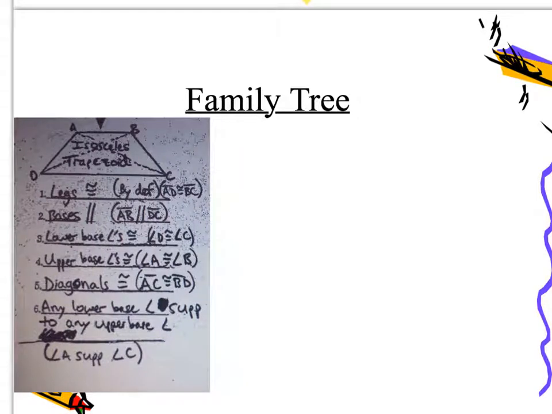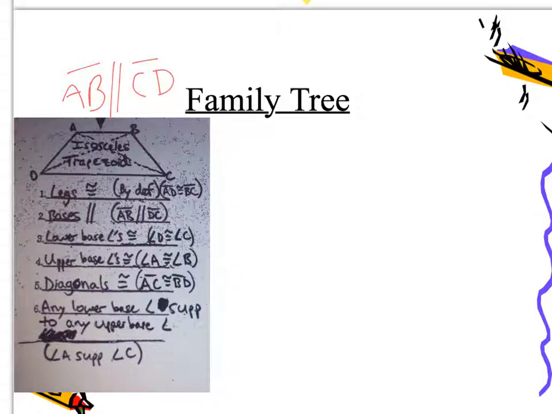Alrighty, so we have our family tree here, our properties of an isosceles trapezoid. That's where you get the most information. For a regular trapezoid, it's just one pair of opposite sides are parallel. Now, our bases of this trapezoid would be AB and CD. Those are the bases, and they are parallel.